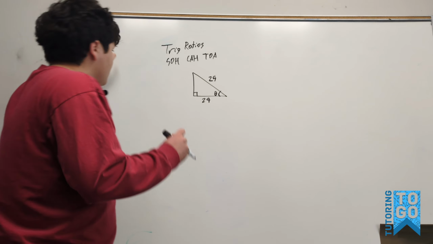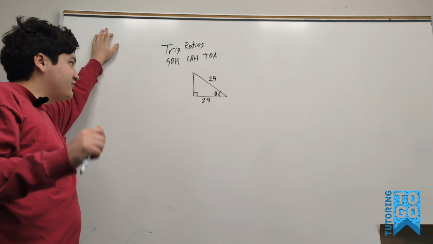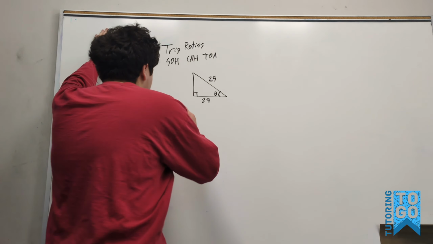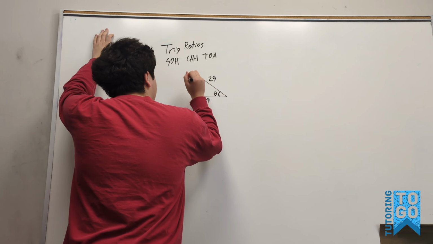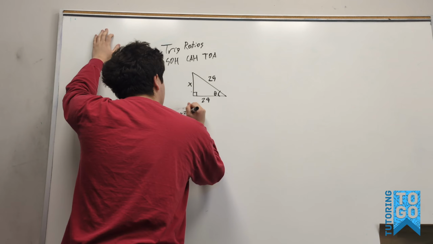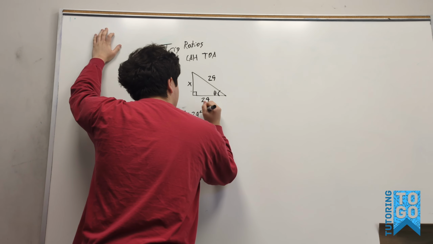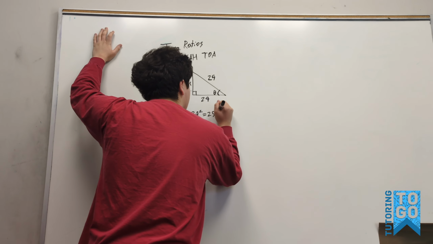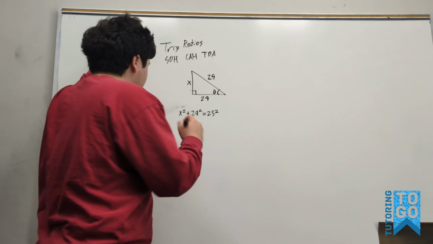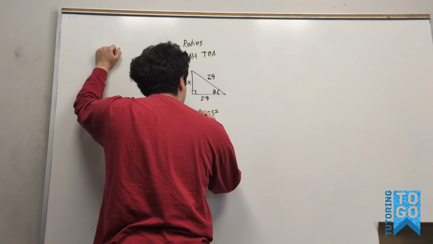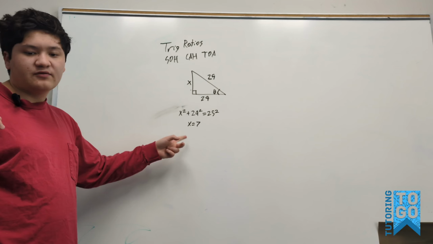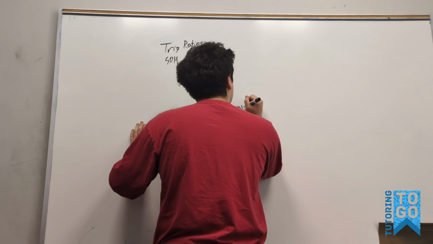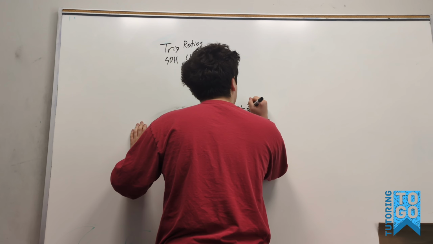All right, so there's a few ways of solving this, but I'm going to go with the simplest one, which uses the Pythagorean theorem, which states that if this is length x, then x squared plus 24 squared would be equal to 25 squared. And if we do the math, that means x would be equal to 7 in this case, if you've done the math correctly. So sine theta is equal to 7 over 25.